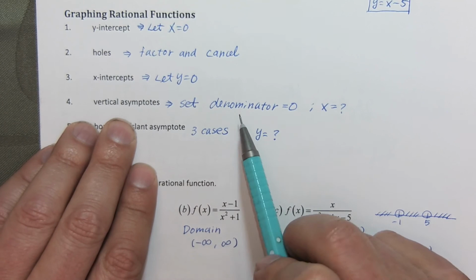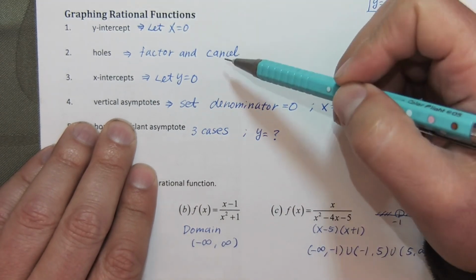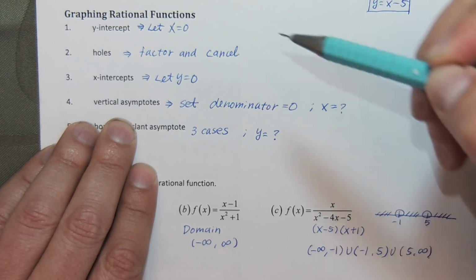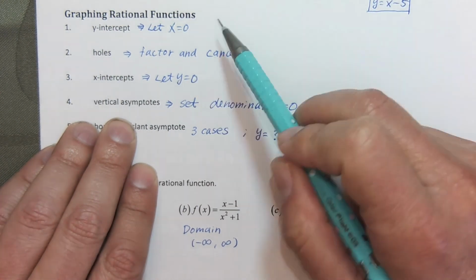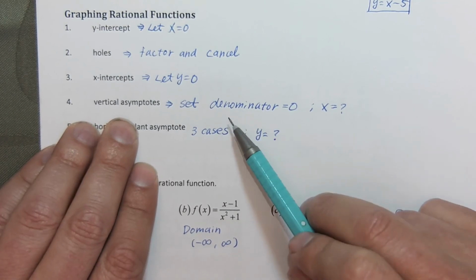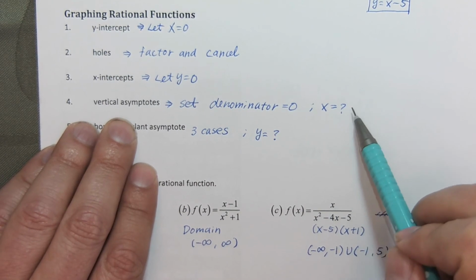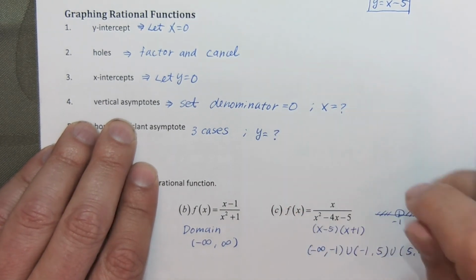Vertical asymptotes, you set the denominator equal to 0. This is after you've already identified the holes, because here you also set the denominator equal to 0. But as long as nothing cancels out, or after they do cancel out, what's left in the denominator, set it equal to 0, and x equals whatever number makes the denominator 0. That's your vertical asymptote.